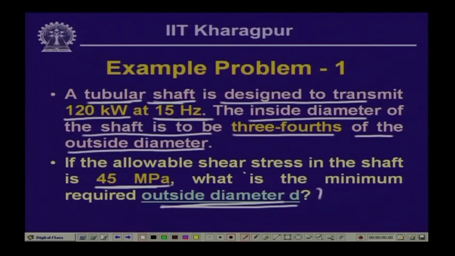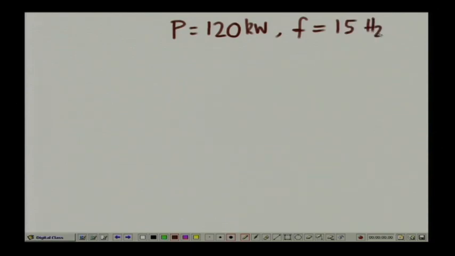So, let us look into this particular example, that how do you solve it. Here the value of power is given as 120 kilowatt, and the frequency at which the shaft is operating is 15 hertz. As we have seen, P equals 2 pi f T, that is the relationship between the power and the torque.